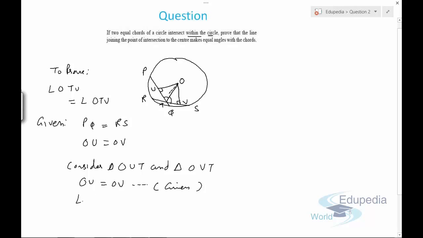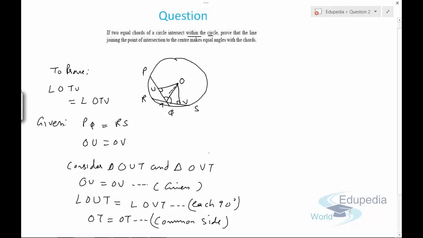Now angle OUT equals angle OVT, each 90 degrees, right? And then OT equals OT, common side, right? So we have three conditions. So we can say that triangle OUT is congruent to triangle OVT by RHS, right? So these two triangles are congruent by RHS.